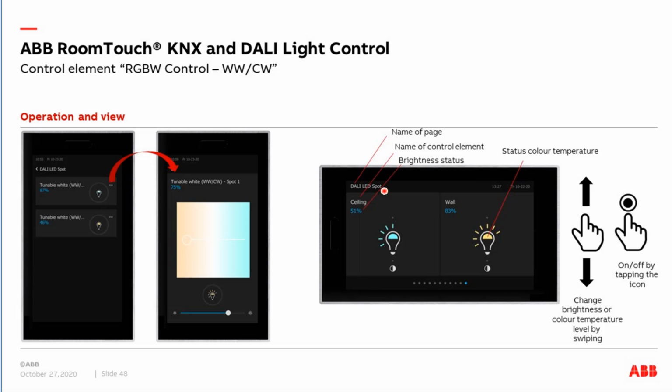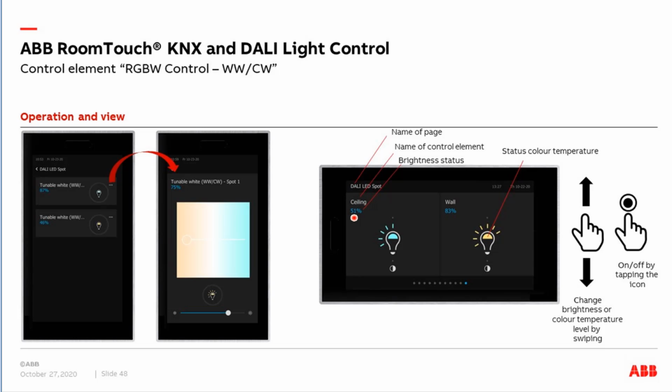So then let's take a look at these control elements for warm white and cold white. Here on the right side you can see the RoomTouch with two elements. We can have here 1, 2 or 3 control elements. On the left side I have a tunable white spot, maybe for the light on the ceiling.